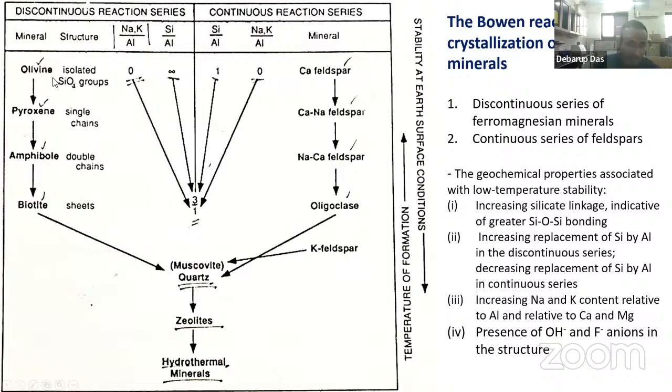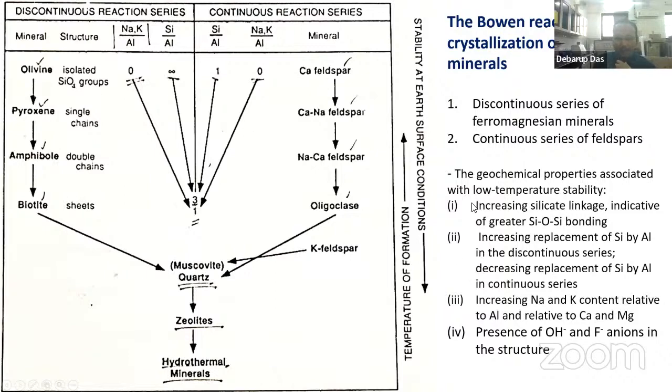In olivine, there is no oxygen sharing. Pyroxenes share two oxygens, amphiboles two and three alternately, biotite three, and biotite also contains iron in ferrous form, so it may get oxidized and may get problems. So these are more stable than these, and the below minerals are more stable than the above minerals.